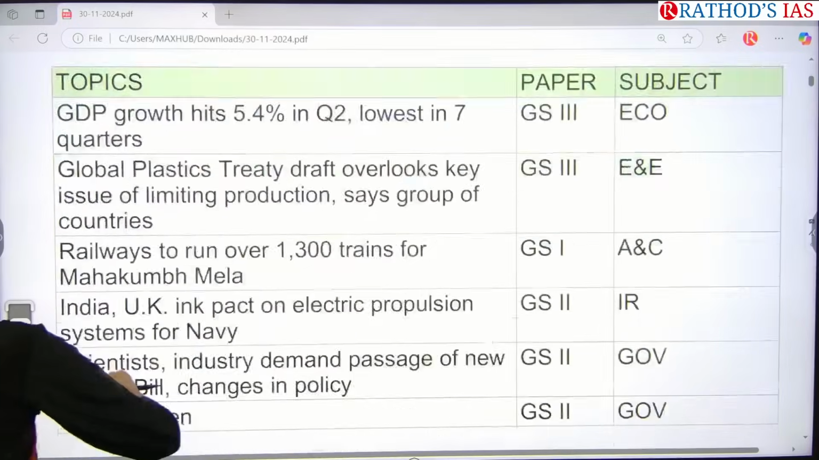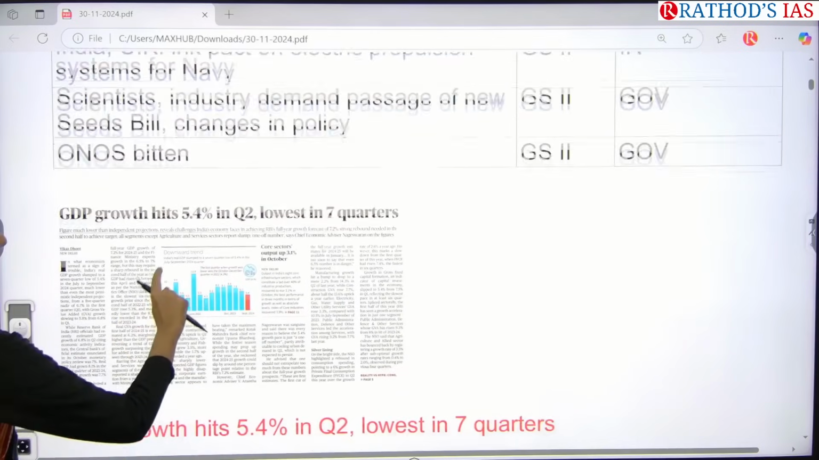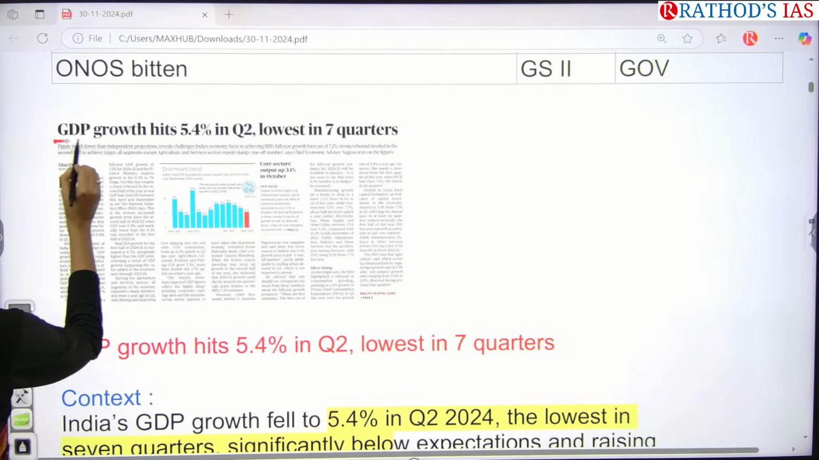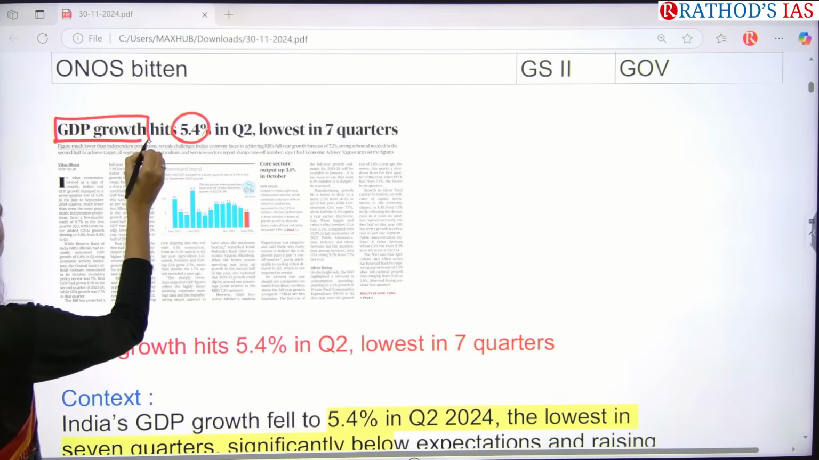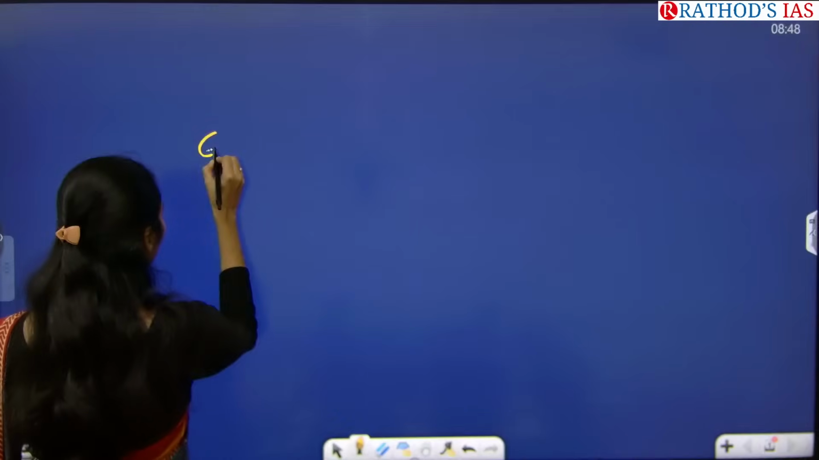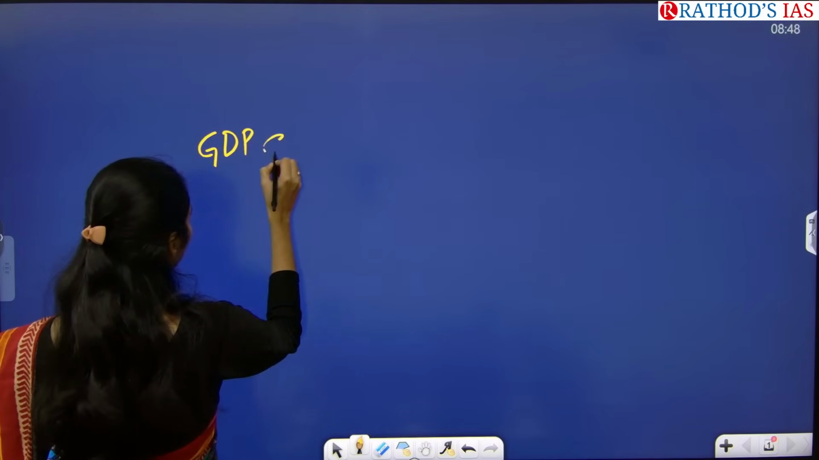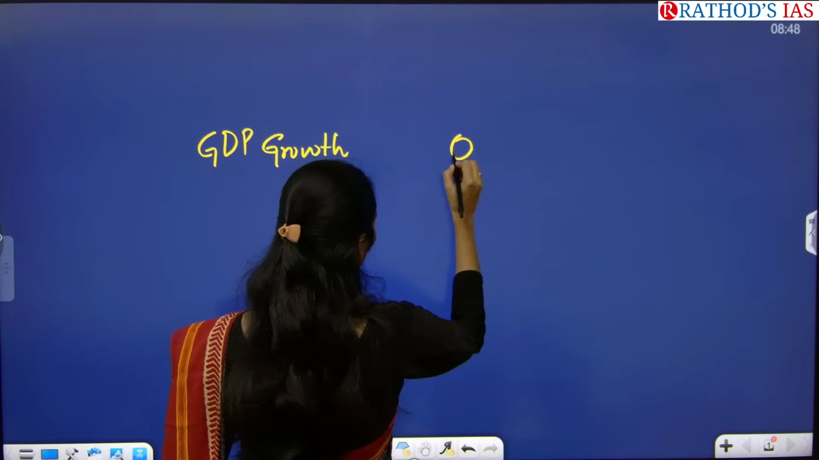Okay, see this article, guys, the first article. The title says GDP growth hits 5.4% in quarter 2, lowest in 7 quarters. So what is this article talking about? The keyword here is GDP growth, and the second keyword is that it is the lowest in which quarter? Quarter 2. So the first keyword is GDP growth, and the second one is quarter 2.